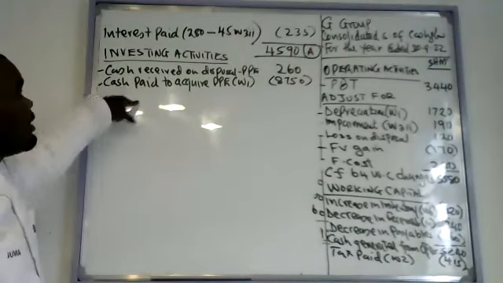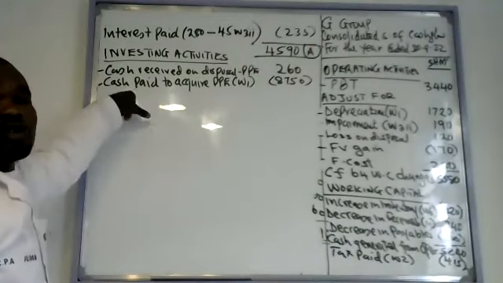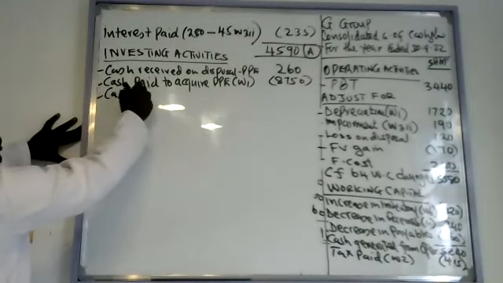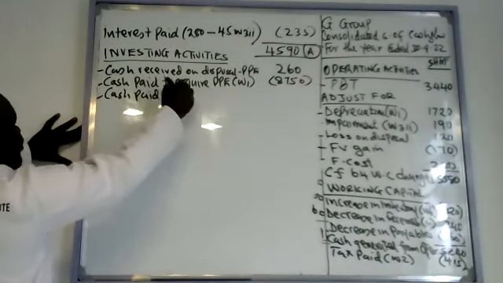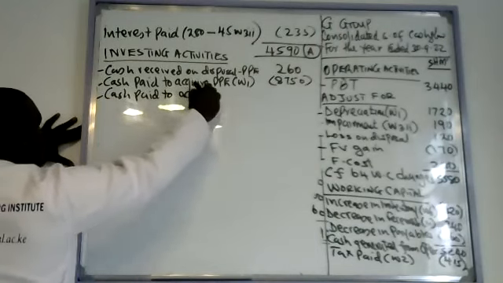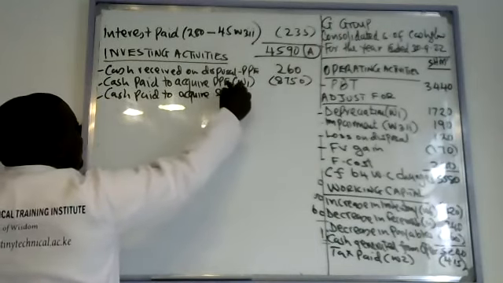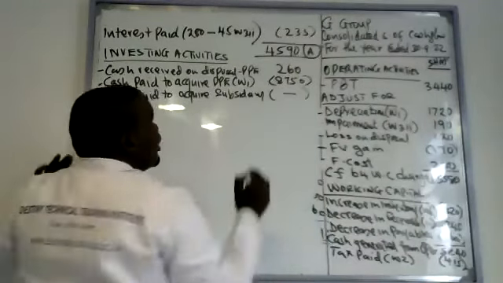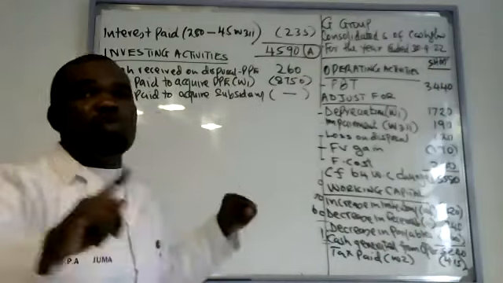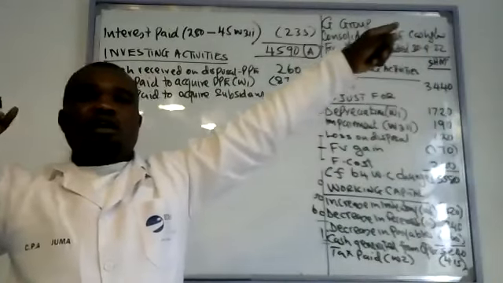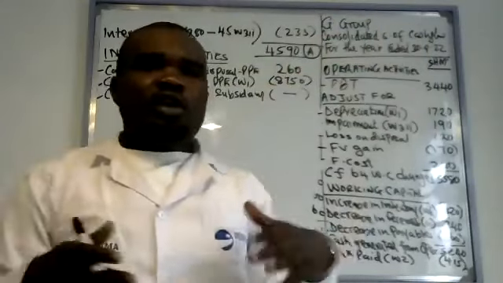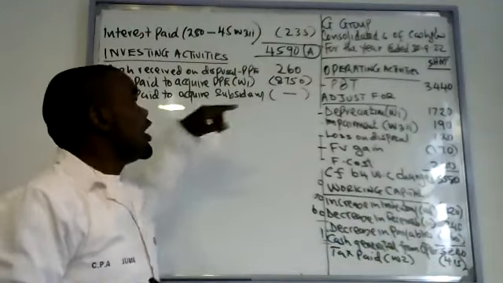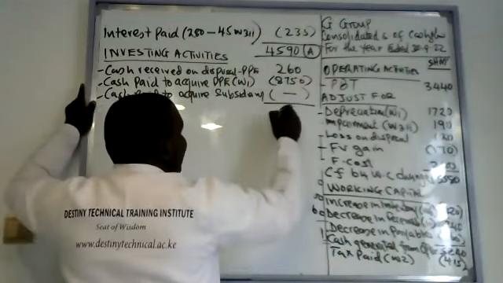There is one thing which normally comes here, but here it is not around. So allow me to bring it. Cash paid to acquire subsidiary. Nothing. It was 810, but 810 was deferred to next year. It was deferred to 2023. So it has not been paid. Otherwise, if it was paid immediately, it would appear. To that effect, there is nothing.